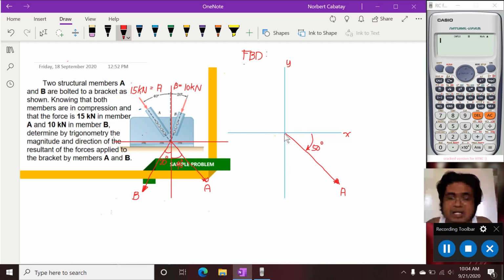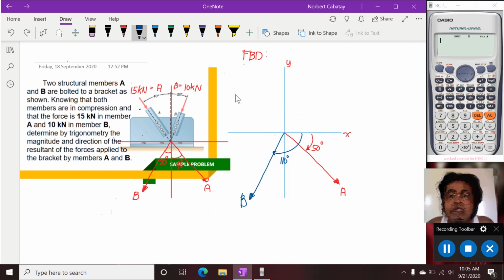Then the other force, force B, is here. If this angle is 20 degrees and this is 90, all in all you have 110 degrees, measured from the positive x-axis, clockwise. So for force B, this angle is 110 degrees. Actually, you can also measure it clockwise all the way, which amounts to 250 degrees.